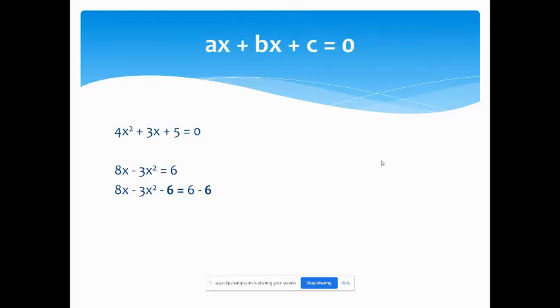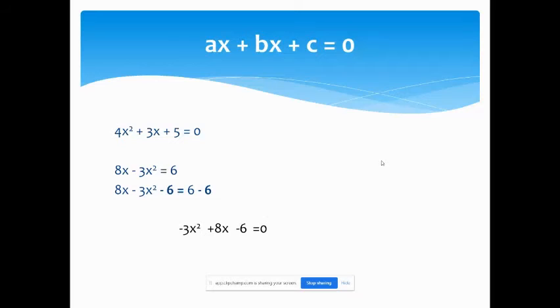So what will be its arrangement? Let's place negative 3x squared in front, followed by 8x, which is positive, so it will be positive 8x, and then minus 6 is equal to 0.